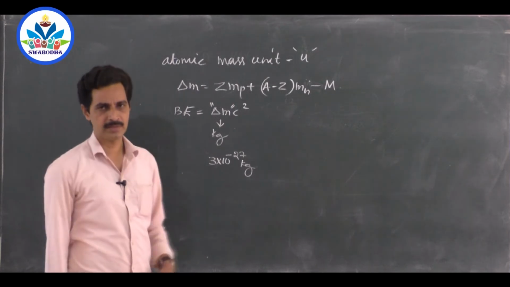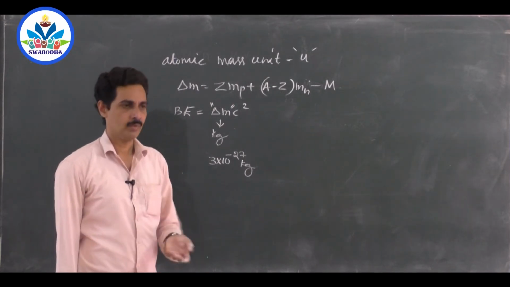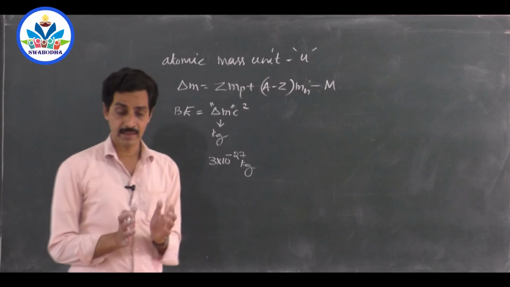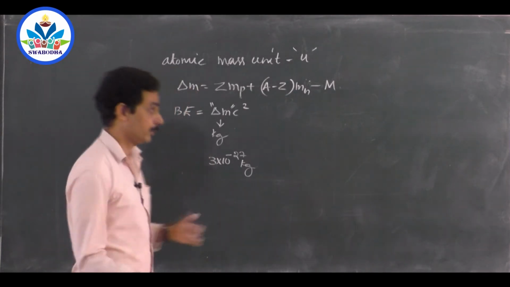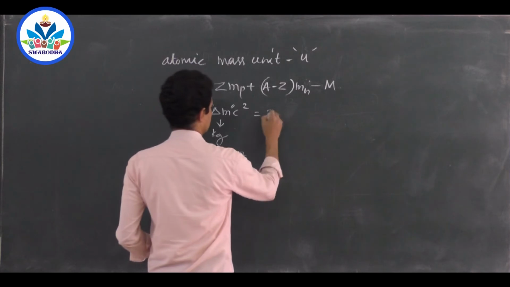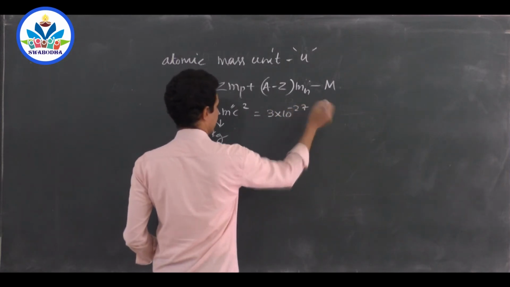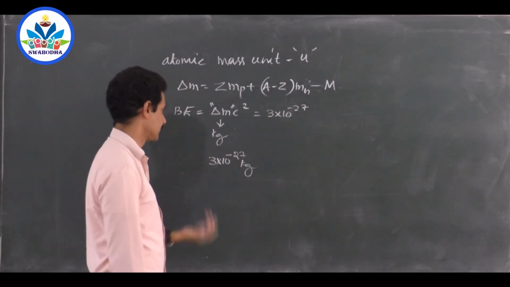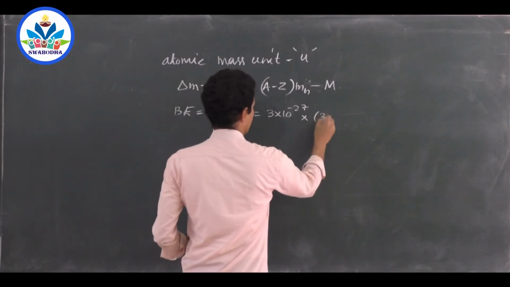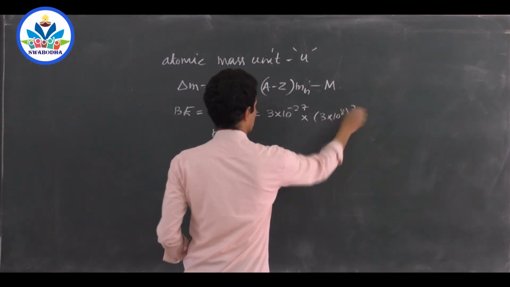Mass defect was found to be 3 into 10 to the power minus 27 kg. What is the amount of energy that is binding energy in the nucleus? The binding energy in the nucleus is equal to 3 into 10 to the power minus 27 kg, the mass that has been lost and converted into energy, times c square, where c is the velocity of light, 3 into 10 to the power 8, whole square.